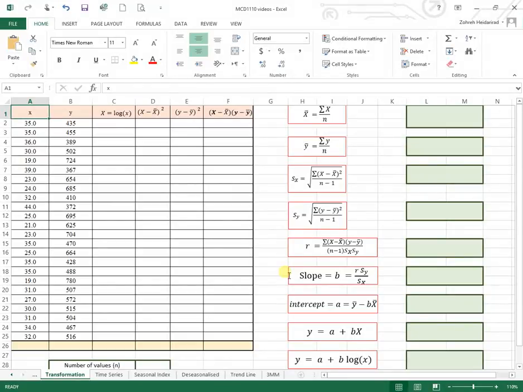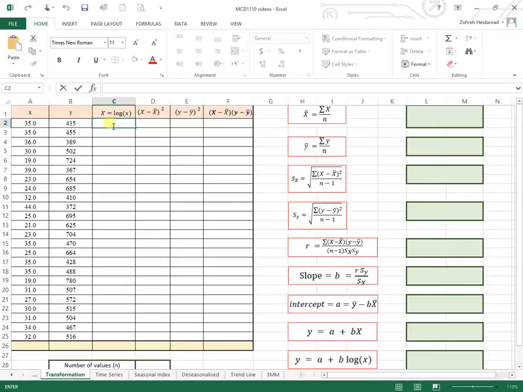In this video, I'm going to talk about data transformation. Here we have a nonlinear relationship between x and y values, and we want to change it to a linear form by applying the log x transformation.